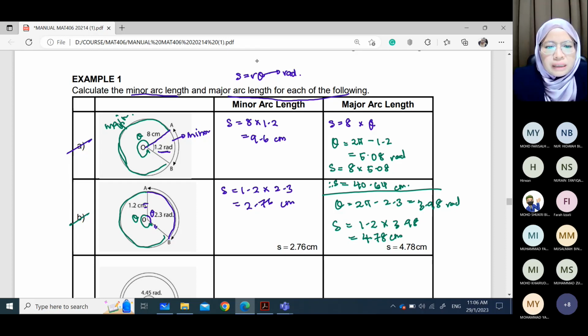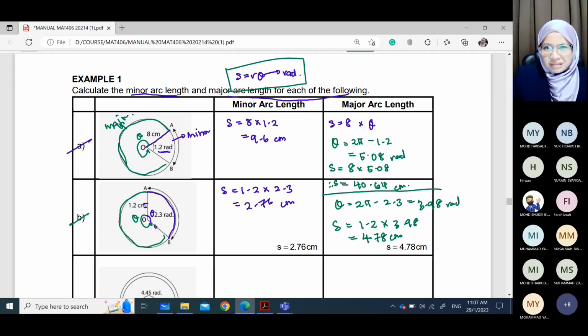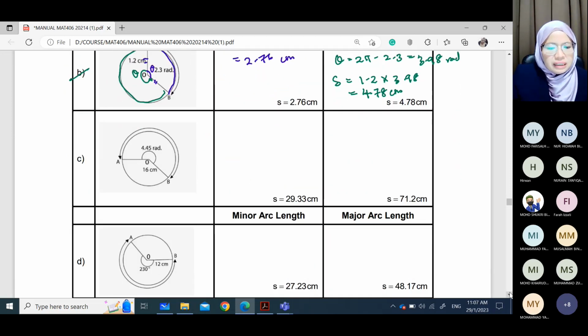So, kena ingat formula bagi arc length adalah yang ini. S equivalent with R theta. So, theta must be in terms of radian. So, S is the arc length sama ada minor ataupun major. Okay. So, kalau major, the length is based on the angle. So kalau you nak cari untuk major arc length, make sure the angle is a major angle. Kalau nak cari minor arc length, the angle must be in the minor angle. Okay, yang penting angle mesti dalam radian. Okay, so CD ni boleh buat lah.